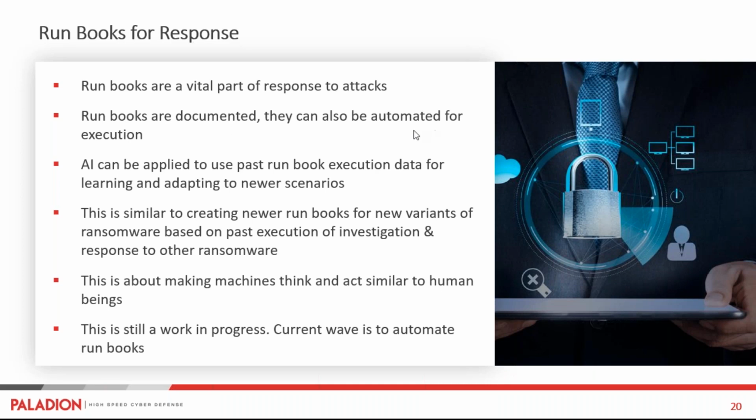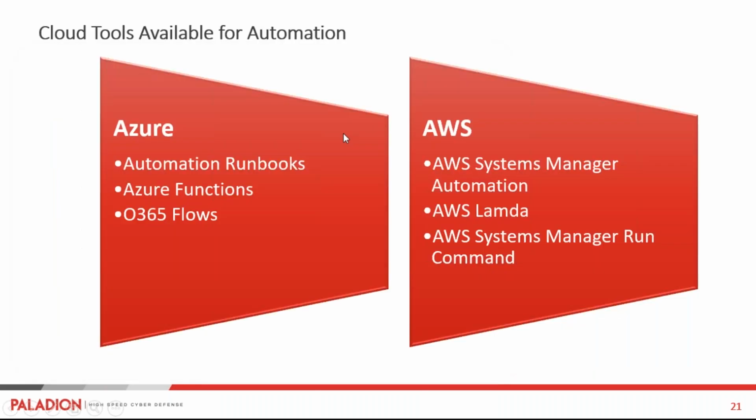Some of the tools provided by Azure and AWS are listed here. Azure uses automation runbooks, Azure Functions, and O365 flows. AWS has modules such as Systems Manager Automation, Lambda, and Systems Manager Run Command. These are some of the tools that are available and have been leveraged by some organizations to automate their runbooks.